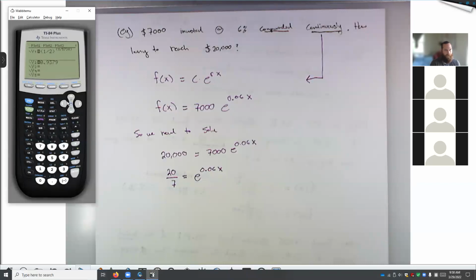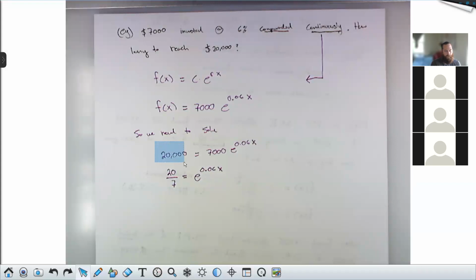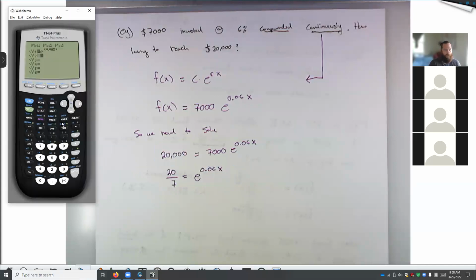So I can come back in here and type in these functions. Remember, to type in e, you hit second and then the divide button. I have e raised to the power of 0.06x, and I want to know when this is going to be equal to 20 over 7. You could also just type them in as 20,000 and 7,000 e to the 0.06x, but this division would be the first step in solving it by hand, so I think it's a nice thing to do. So 20 divided by 7.